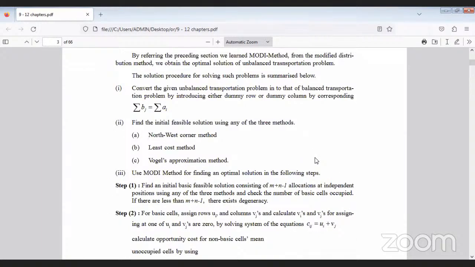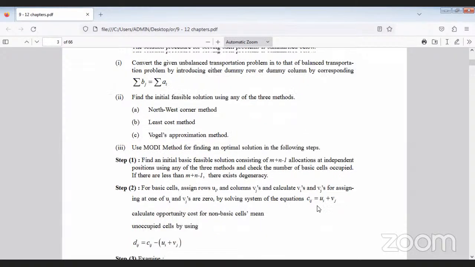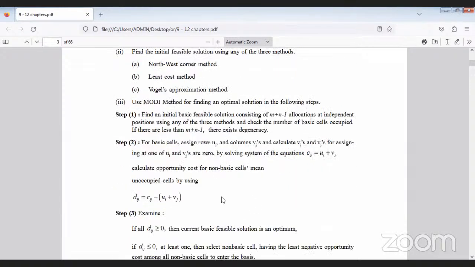Step by step, you should look at this once too. Find the initial basic feasible solution with m plus n minus 1 allocations at independent positions. There are 3 methods to check whether the basic solution is optimal. For basic cells, take rows ui and columns vj, and calculate the ui's and vj's, assigning one of them 0, by solving the system cij = ui plus vj, that is cij minus ui plus vj.